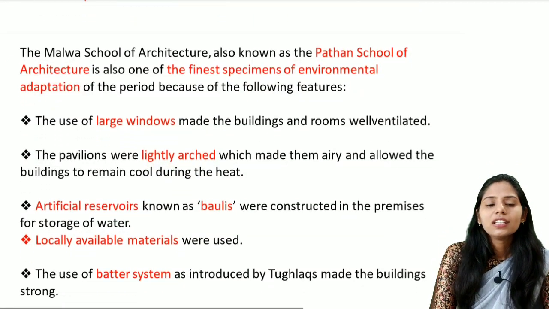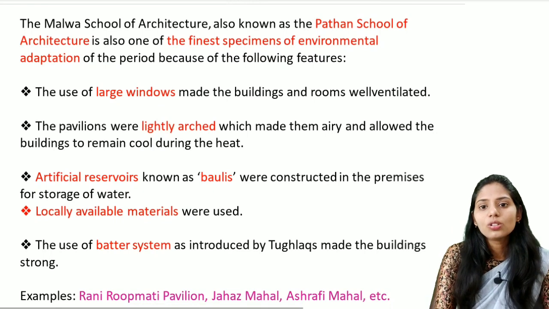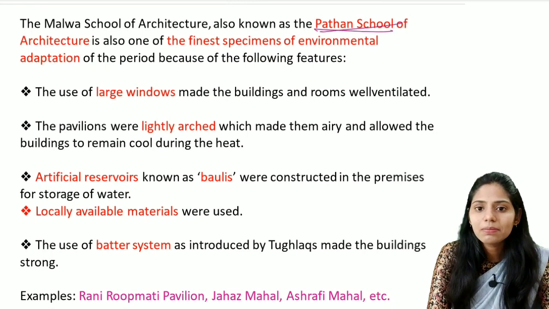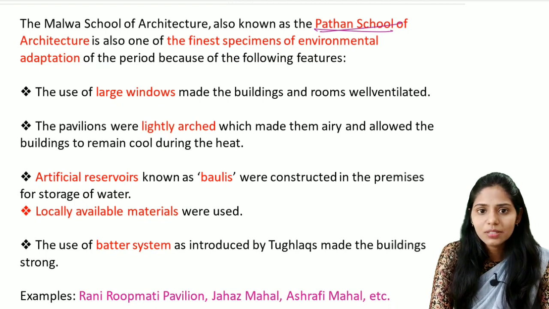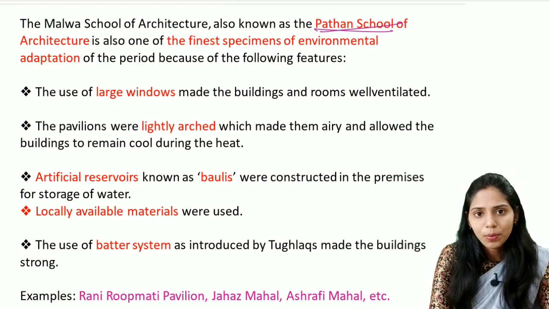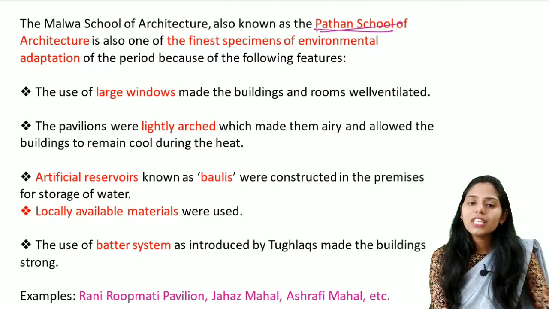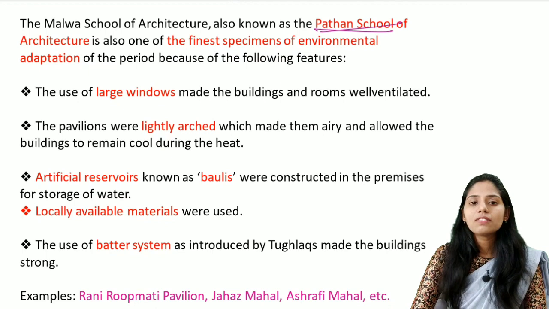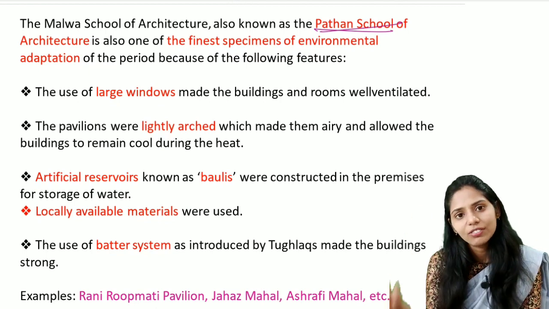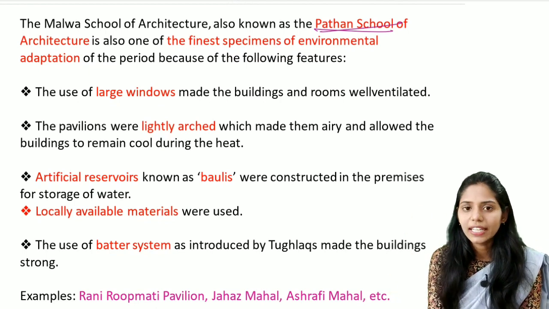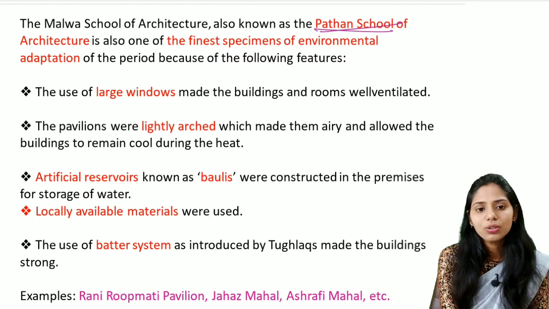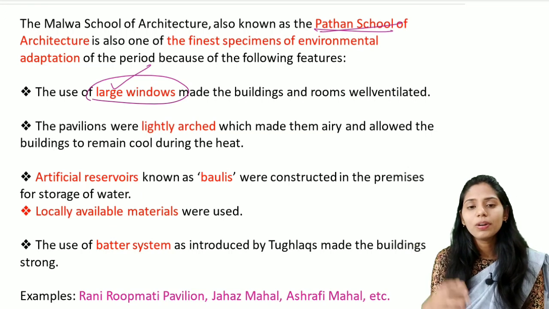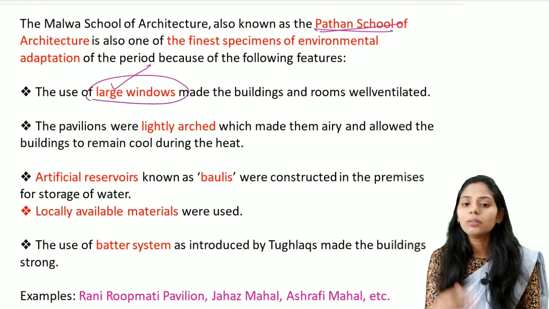And the next one is this Malwa School of Architecture. It is also known as the Pathan School of Architecture, and we see the finest specimens of environmental adaptation of this period. It has some important features. The first is that prominence is given to the environment during this school. Whenever they constructed buildings, large windows were made. These windows allow light and also the movement of air into the buildings.